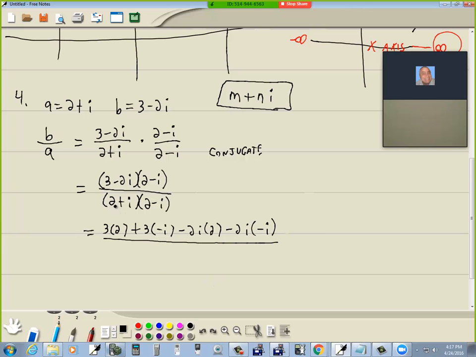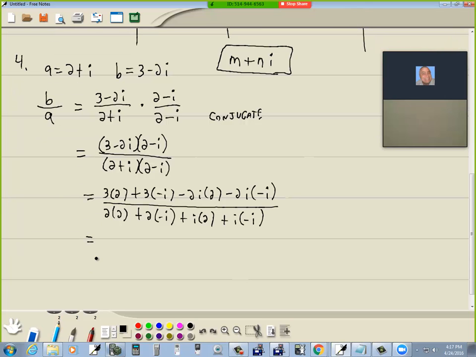Over, and then I'm going to multiply those together. 2 times 2, the first. 2 times negative i, that's the outer. i times 2, that's the inner. And i times negative i, that's the last. You feel good about the FOIL concept?